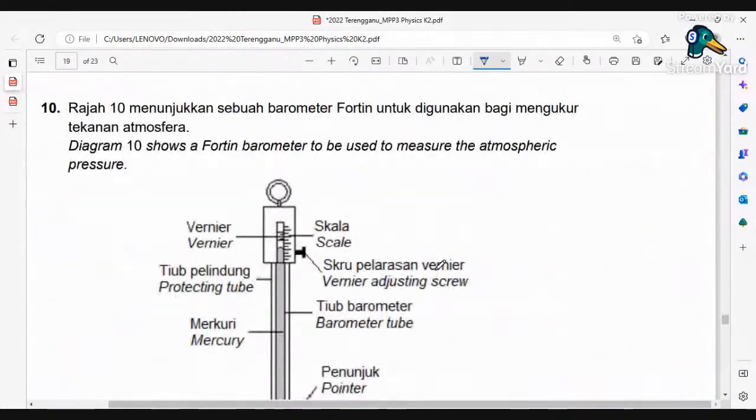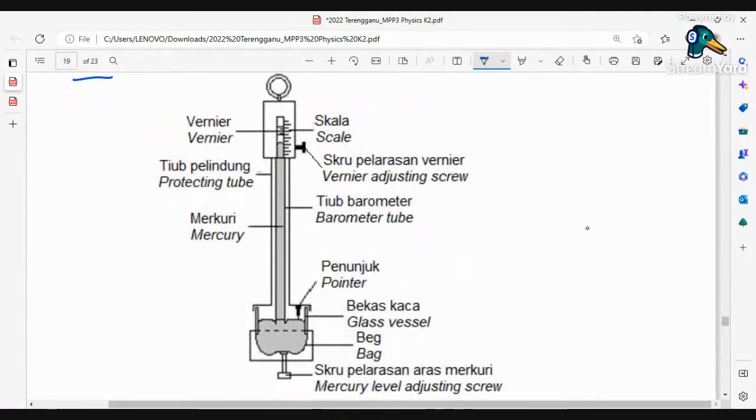Okay, we look at number 10. Diagram 10 shows a Fortin barometer, atmospheric pressure. Look at the structure: scale, vernier adjusting screw, vernier, protecting tube, mercury, pointer. Okay.